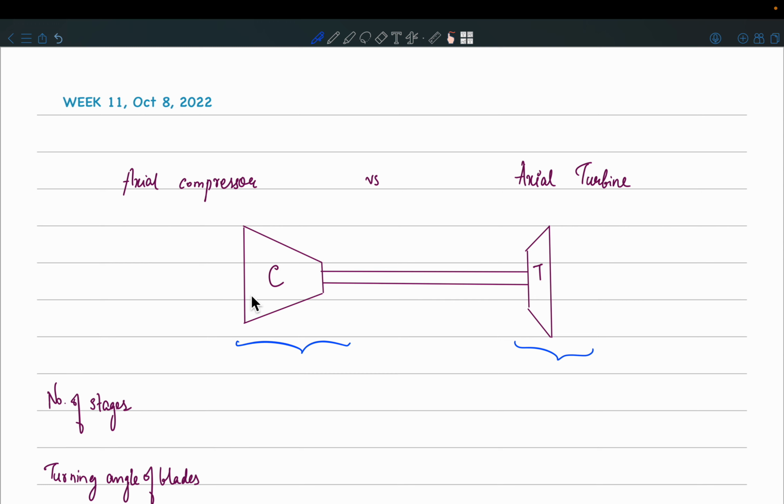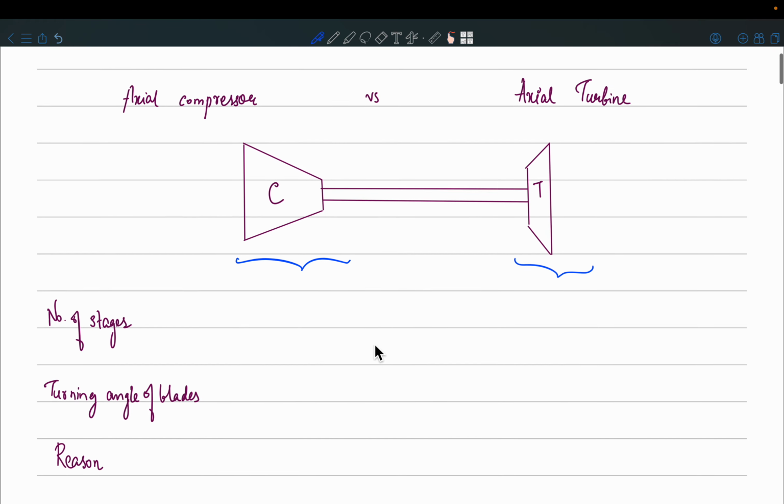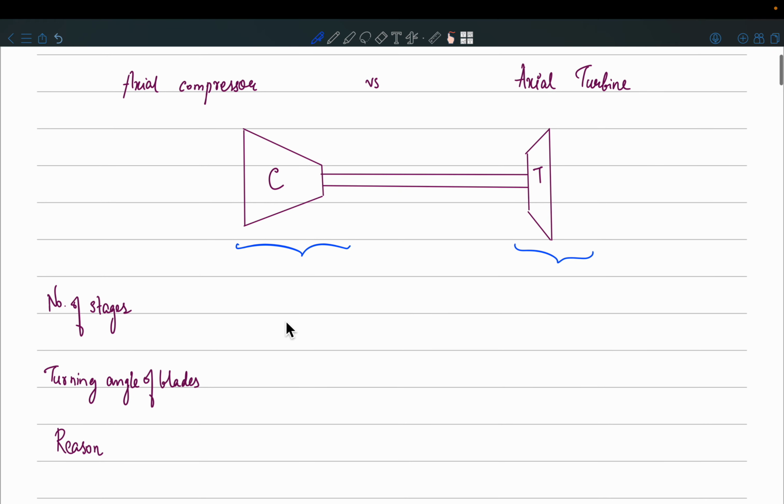What that essentially represents is that the number of stages in a compressor is much more than that in an axial turbine. Also, in a compressor the turning angle of the blades is much lesser, whereas in turbines the blades are really twisted and turned through a larger angle. To recapitulate, the number of stages in a compressor is much more, and less in a turbine. The turning angle of blades is less in a compressor but more in a turbine.